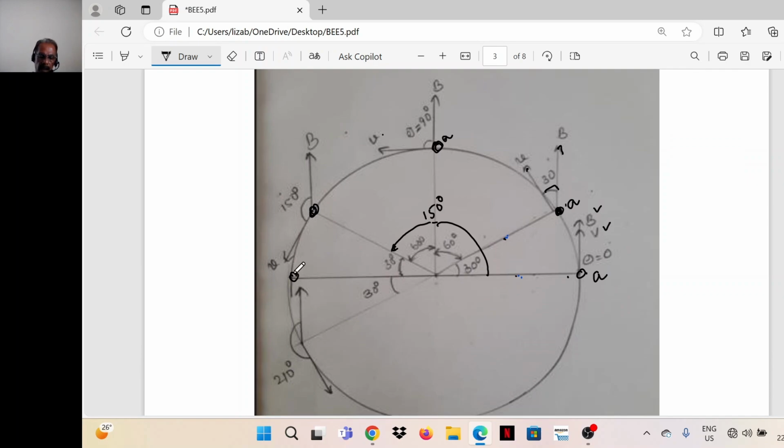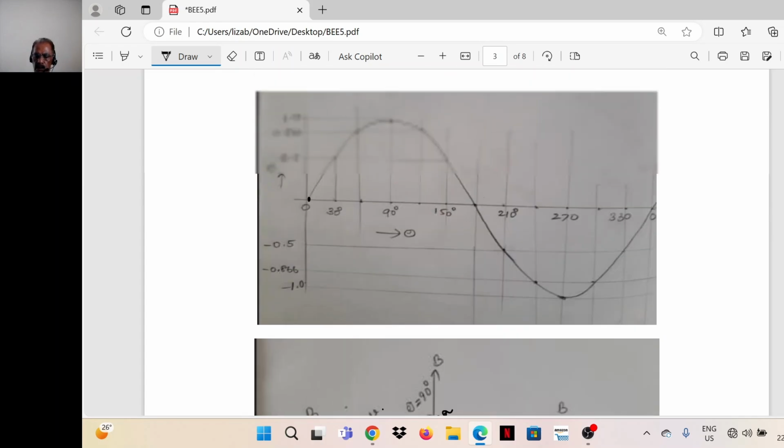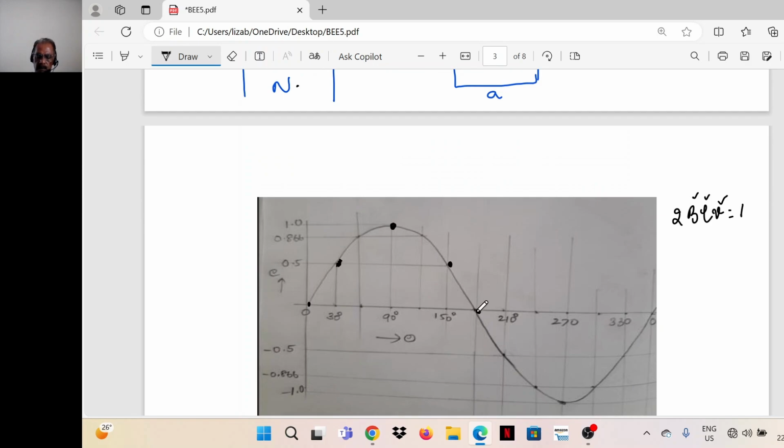Now another 30 degrees, the conductor A comes here. A dash will always be at the opposite position. If A is here, A dash will be here. Now what is the angle? It is 180. The angle between B and V is 180 here. So the induced EMF is 0 at this position.